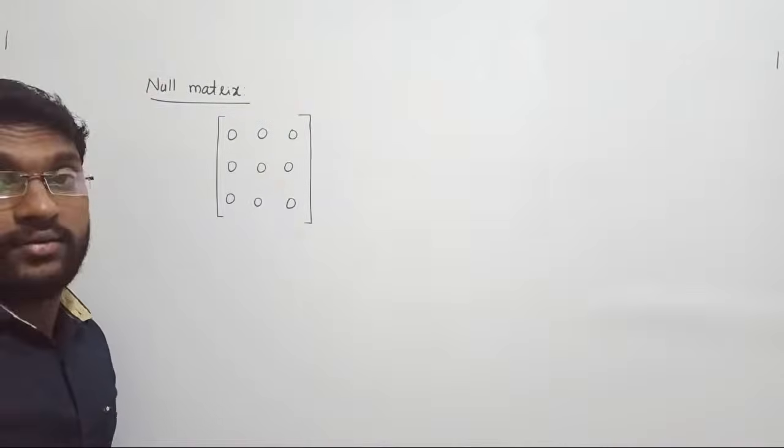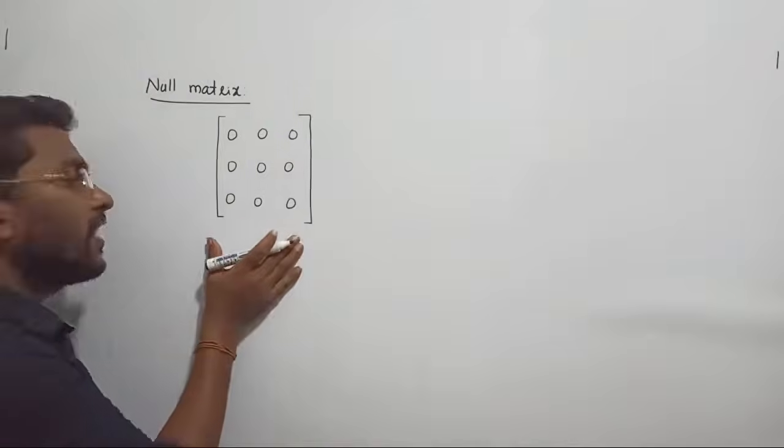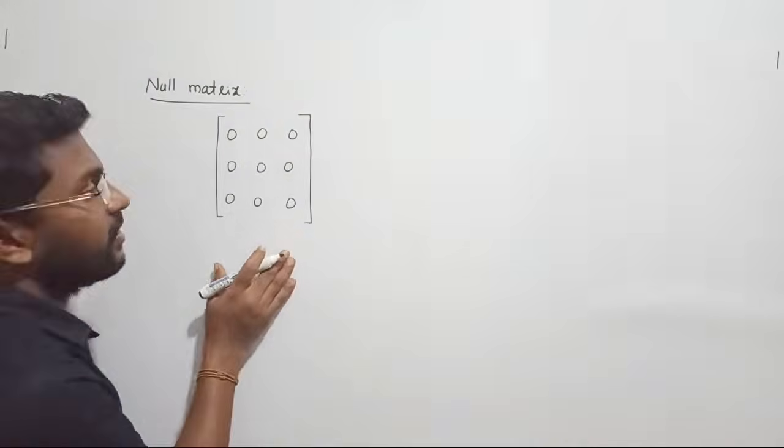Null means nothing, right? Null means zero, so inside there will be nothing. The information that they will carry in this matrix is going to be 0. That is called a null matrix.